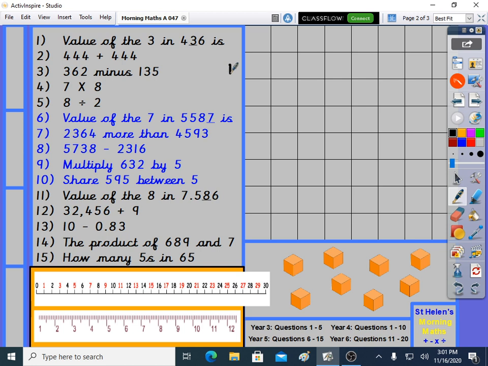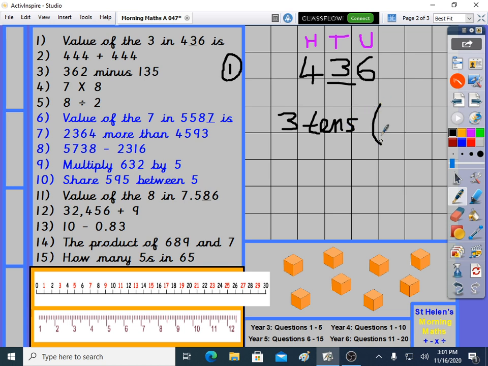Your 3 level questions. Question 1. Value of the 3 in 436. With the hats, units, tens, hundreds. Hundreds, tens, units. So what's the value of the 3? 3 tens, which we call 30. The value is 3 tens, and we call that 30. So that's a very good answer. 3 tens in brackets, which is, of course, 30, because you know 3 times 10 is 30, don't you?